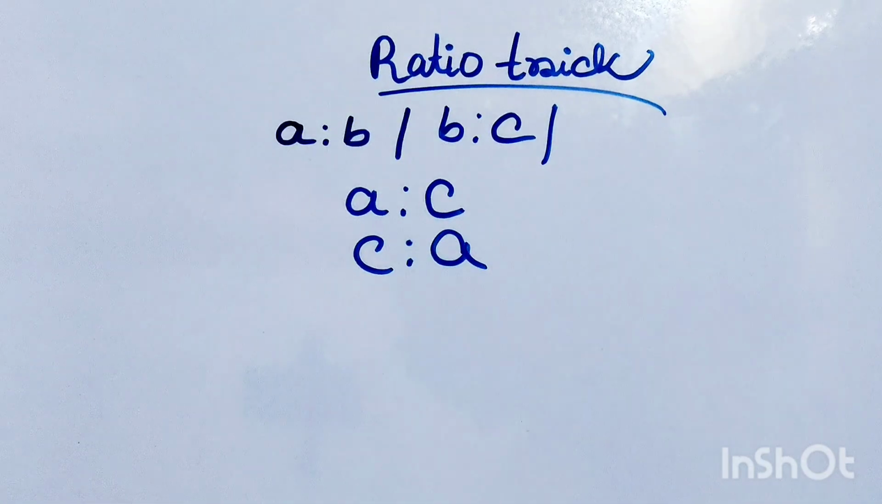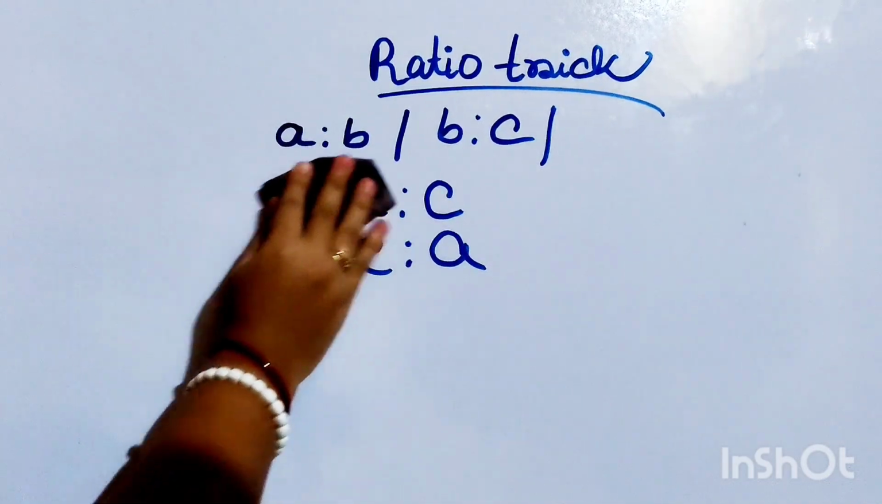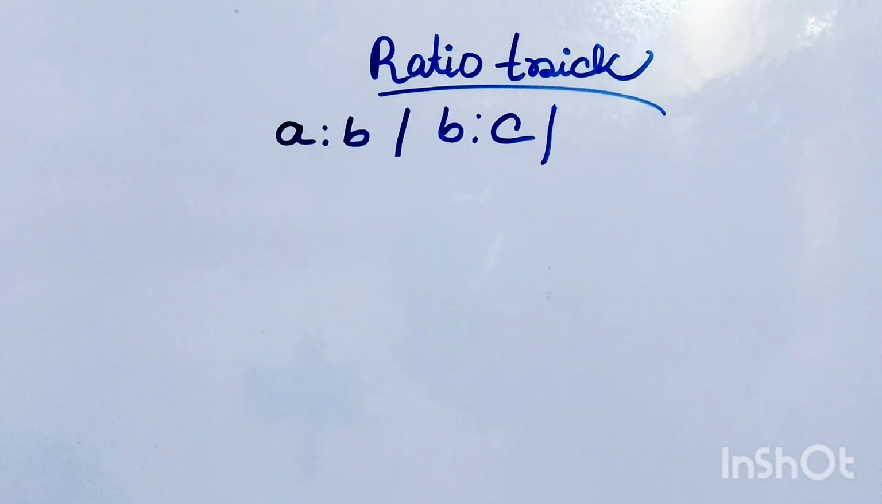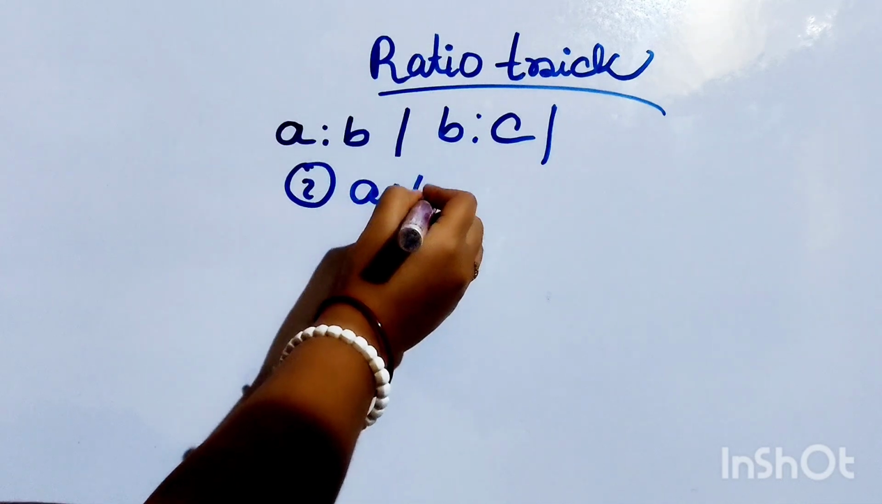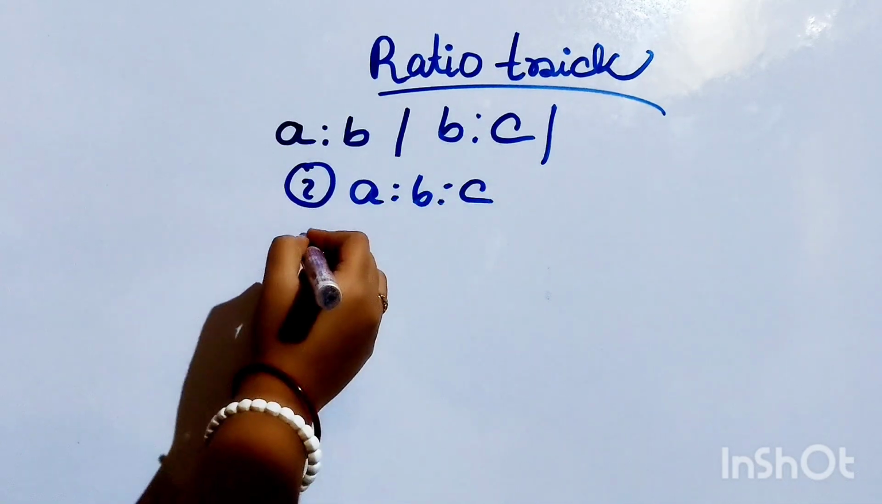Suppose A is to B is given and B is to C is given. Now you have to find what will be the value of A is to C or C is to A. That can be one type of question, or sometimes you can see A is to B and B is to C are given and you have to find the value of A is to B is to C. So basically using this trick you can find three types of value.